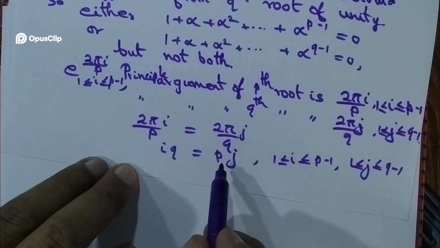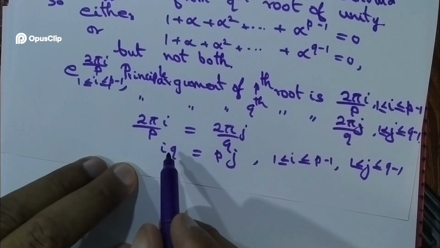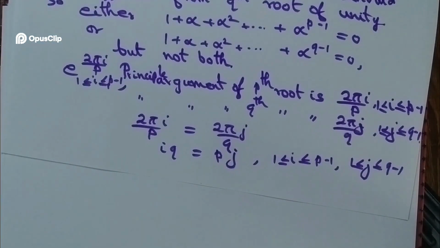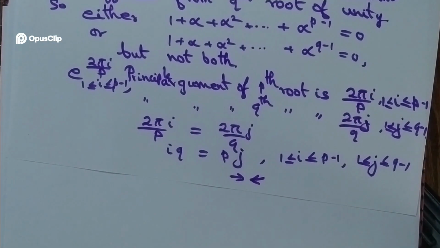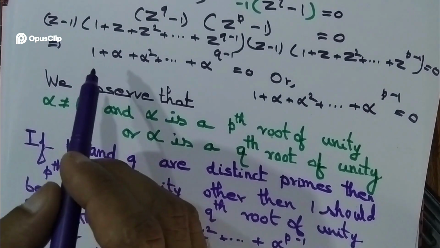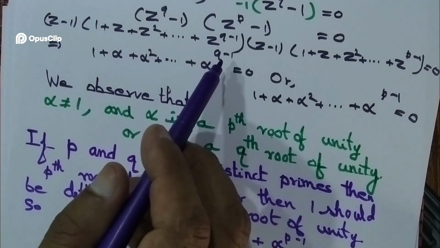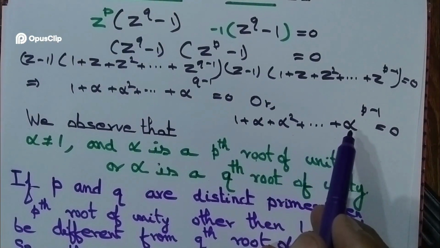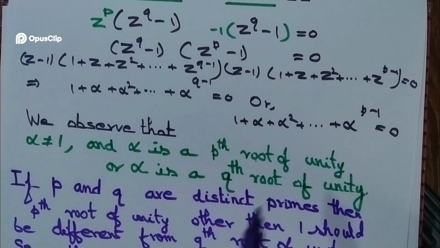But you see that the right hand side is a multiple of p, so the left hand side has to be a multiple of p, but q is not a multiple of p and i is also not a multiple of p, so we get a contradiction. So the pth root of unity and qth root of unity cannot be equal as long as p and q are distinct primes. So we must get different roots, and so it may happen that 1 plus alpha square plus alpha to the power p minus 1 equal to 0, or 1 plus alpha square plus dot dot dot plus alpha to the power q minus 1 equal to 0, but it cannot happen that both of them are equal to 0 as long as p and q are distinct primes.